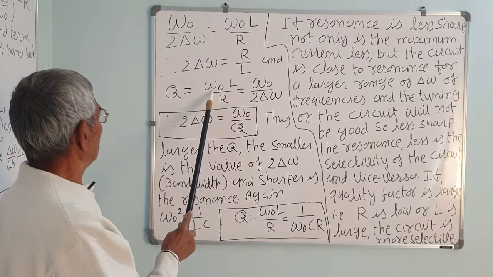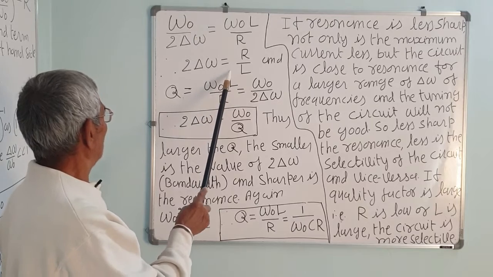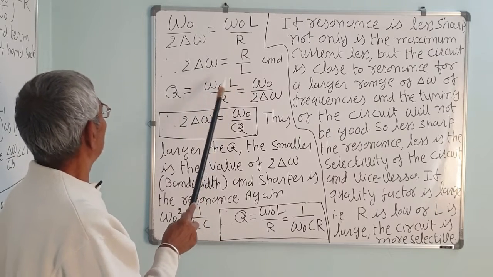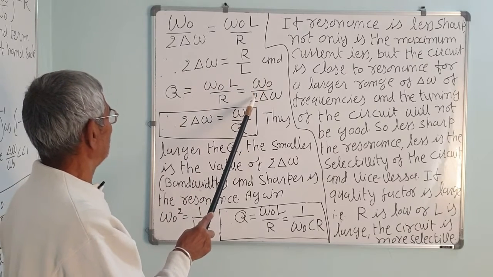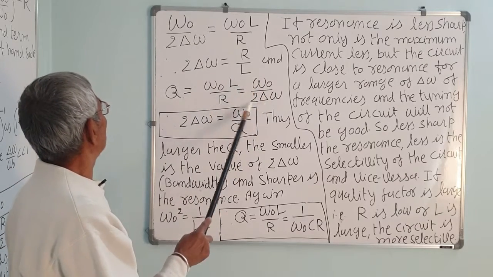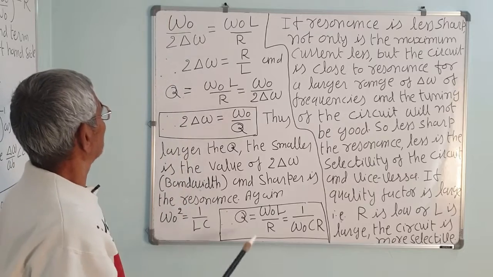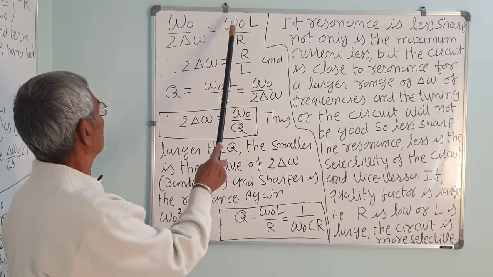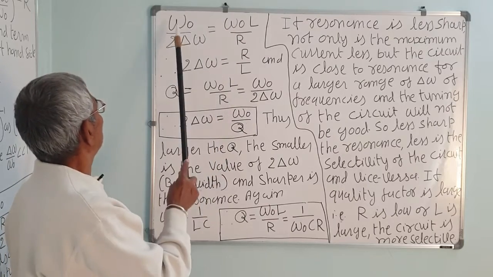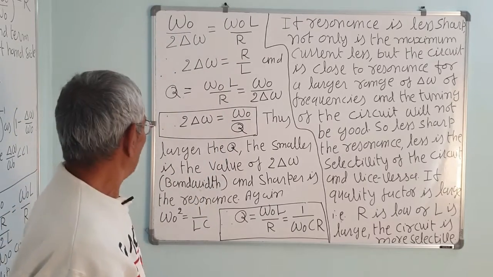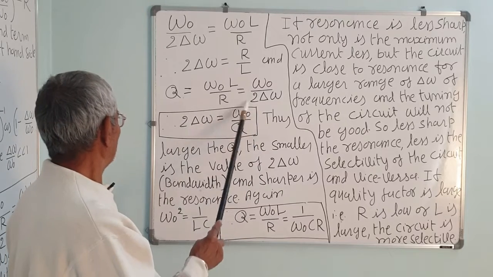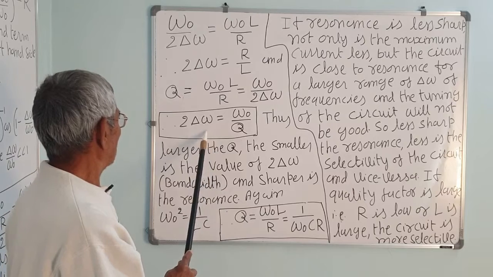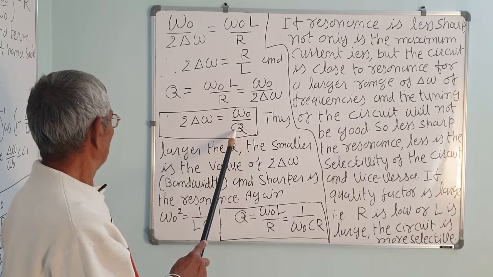And Q is equal to omega 0 L upon R. So L upon R, we have seen already, is equal to 1 upon 2 delta omega, the bandwidth, correct. So Q is equal to omega 0 L upon R, and that is equal to omega 0 upon 2 delta omega, that is bandwidth. So this is the general equation. So 2 delta omega is again equal to omega 0 upon Q.